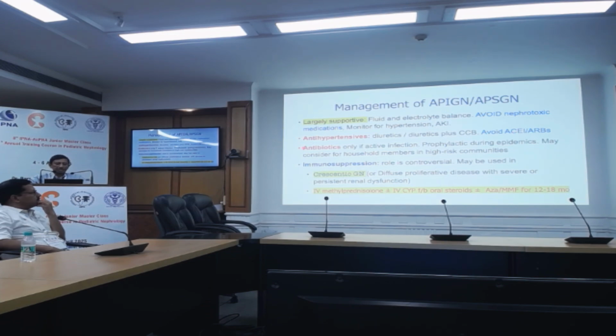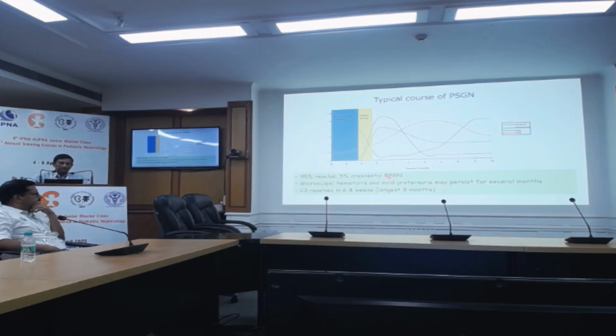Antibiotics are not needed, but may be needed if active infection still is present in some of the cases, or may be preferred during epidemics. Immunosuppression does not have a role except in patients who have a crescentic presentation or who have a diffuse proliferative disease with severe persistent renal dysfunction. And I think this part will be discussed later by Dr. Pankaj Hari. The typical course is that the disease is largely benign, and 95% of the patients would generally resolve.